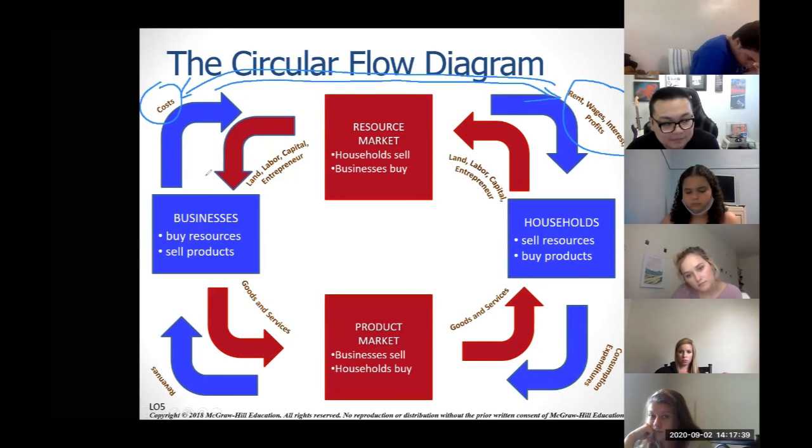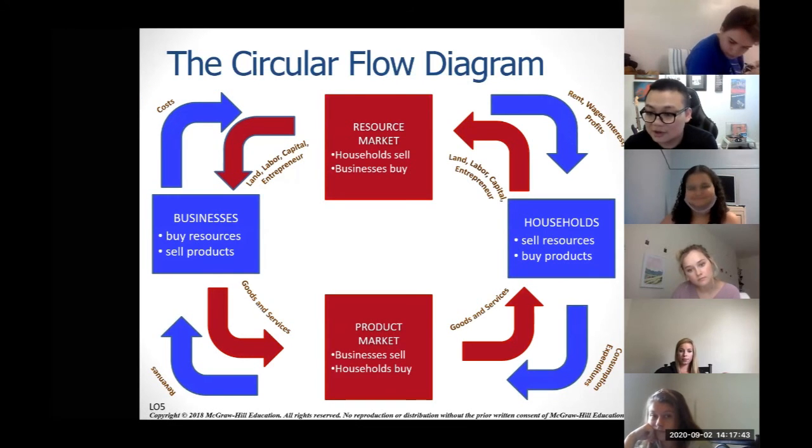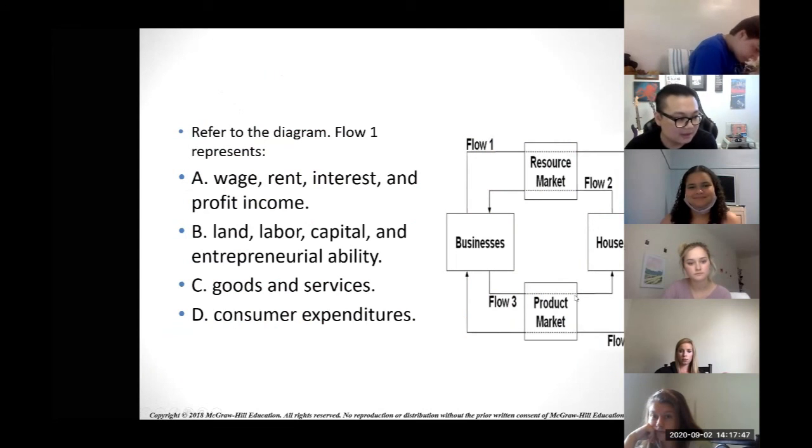Do you guys understand? Okay, and the next one. So what does flow 2 represent? Flow 2 is what does the household give to business through the resource market?